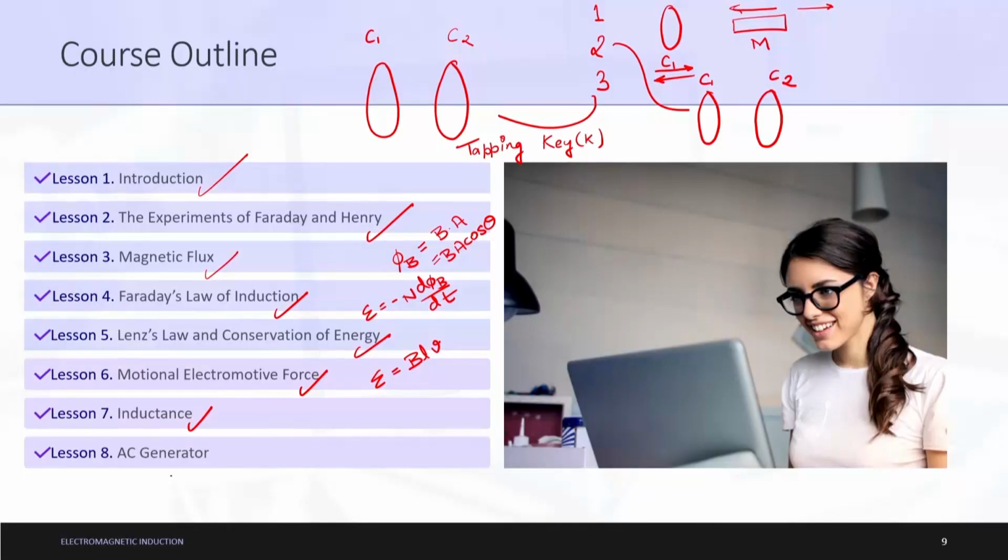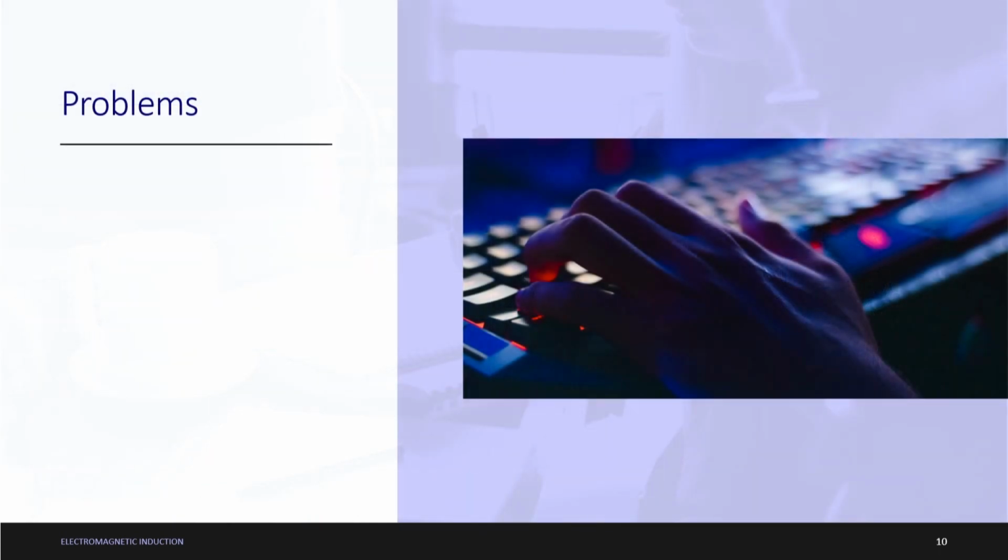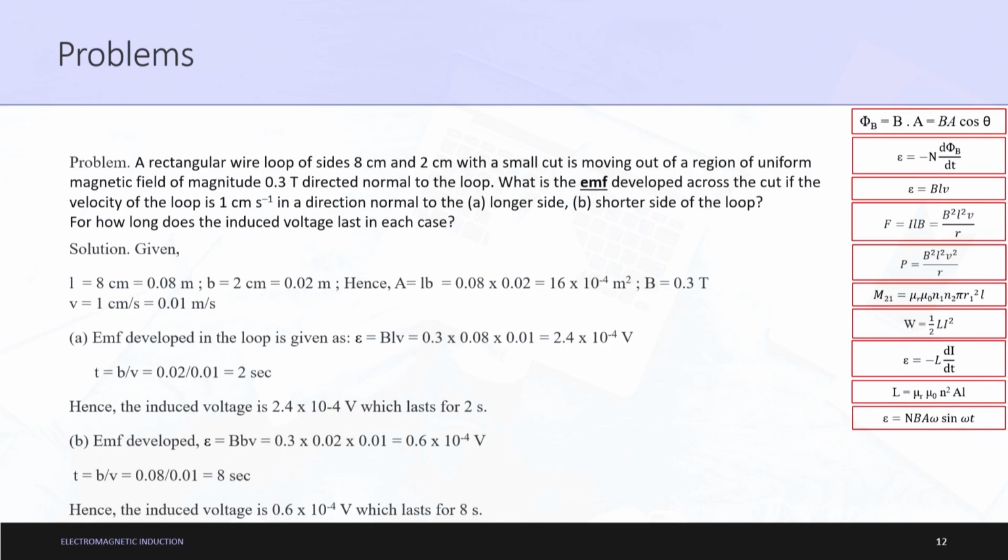So, now this is the course outline. The complete chapter is completed. In this lecture we will be going through some of the problems associated with every concept we studied. So, let us move on to the problems. On the right hand side you have the formulas written here. This is the complete formula list of every concept being taught in electromagnetic induction. You can memorize it and then you are good to go. So, let us move on to the first problem here.